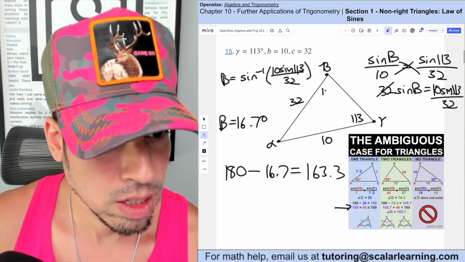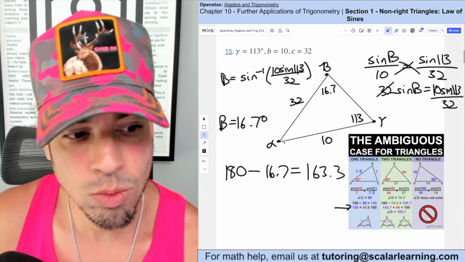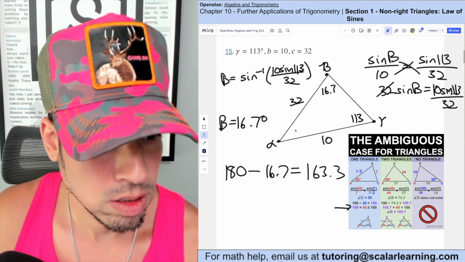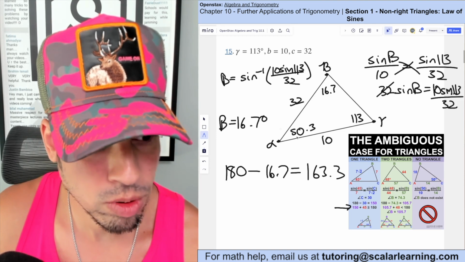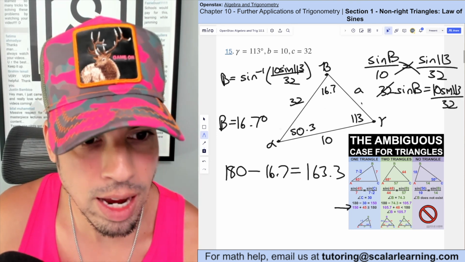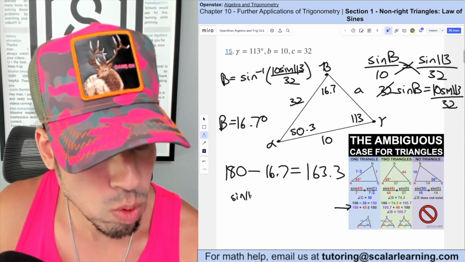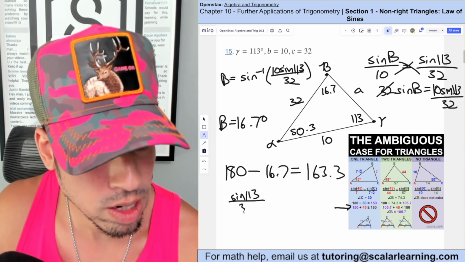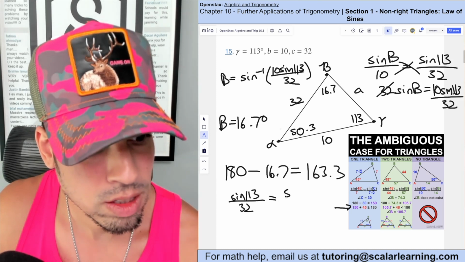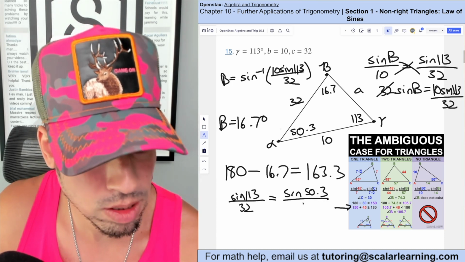So then we know that this angle here is going to be 16.7 degrees. And then the remaining one from the triangle angle sum theorem is going to be 50.3 degrees, right? Because then they all add up to 180. Now the last side we have to solve for is side A. So we're going to, again, use law of sines one more time. So I got sine of 113, which we're already given, over its opposite side, 32, is equal to sine of 50.3 over its opposite side, which is A.